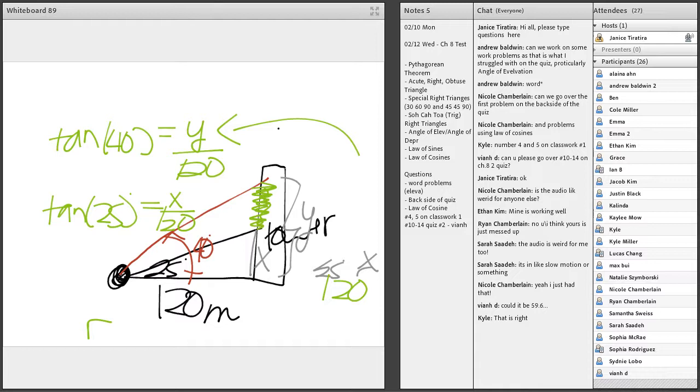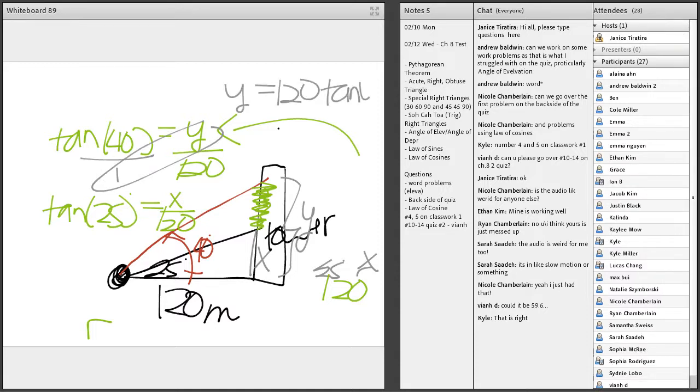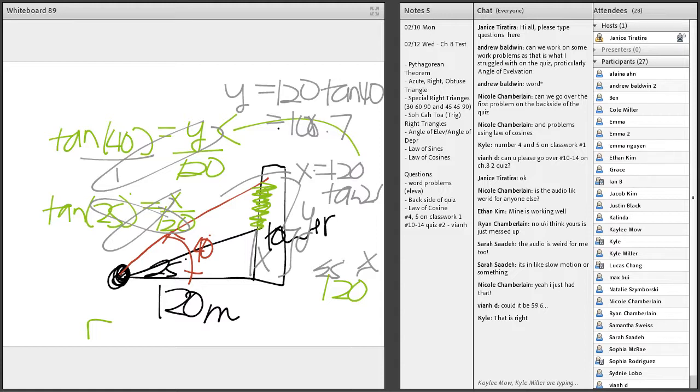Okay, so when you're putting this in your calculator, you're going to cross multiply once again. You're going to get Y equals 120 times tangent 40. You plug it in, 120 tangent 40, and you get 100.7. I'll round this time, 100.7. Then you do it again with the X situation. You'll get X equals 120 times tangent 25, and that'll be smaller because it didn't get as high. That's 55.95. I guess I'll round up to 56.0.